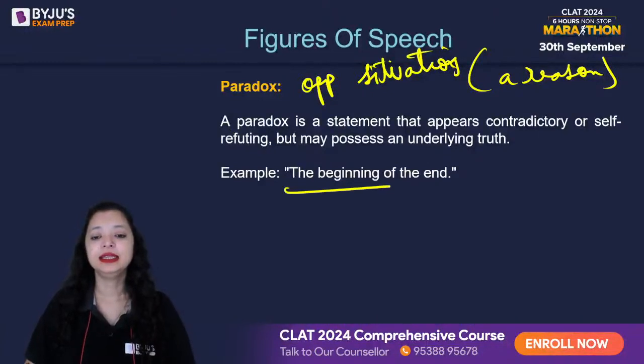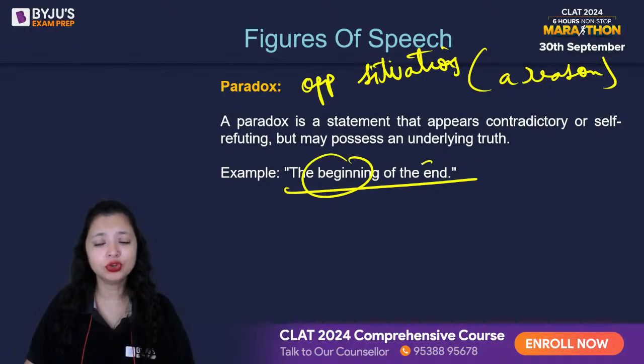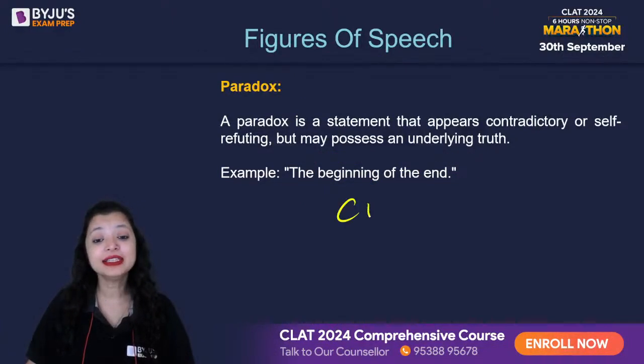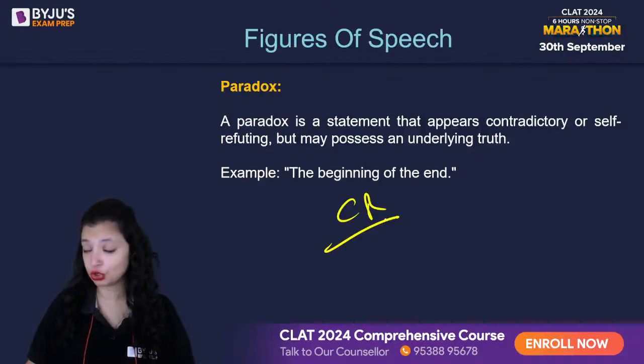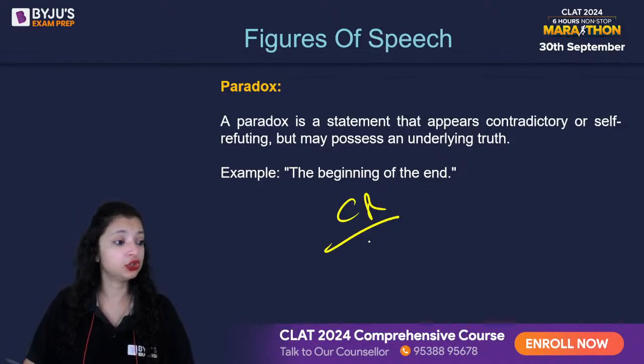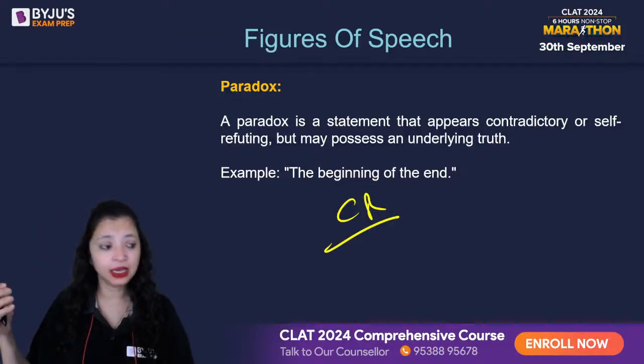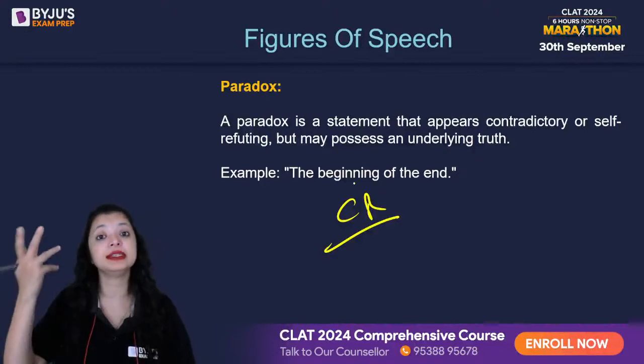Now let's see: the beginning of the end. You see, beginning and end are two contrasting words here. They're not placed adjacent to each other. This is merely a small example. Usually a paradox will have a bigger, longer example, like in the CR questions where you see paradoxes. I'm sure you must have solved them, right? That a city has mostly senior citizens, but the children's clothing business is growing. How can this be? Pesticides are banned here, but people are getting infections from pesticides. How can this be?